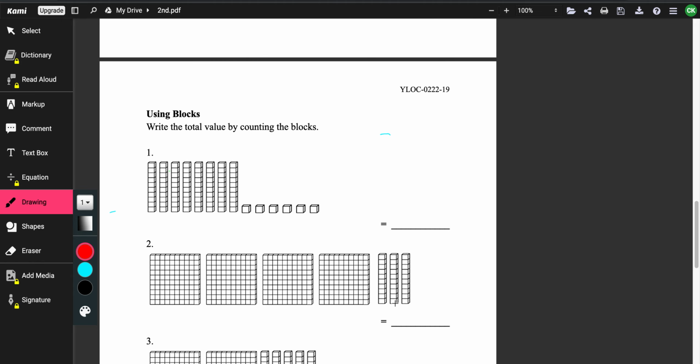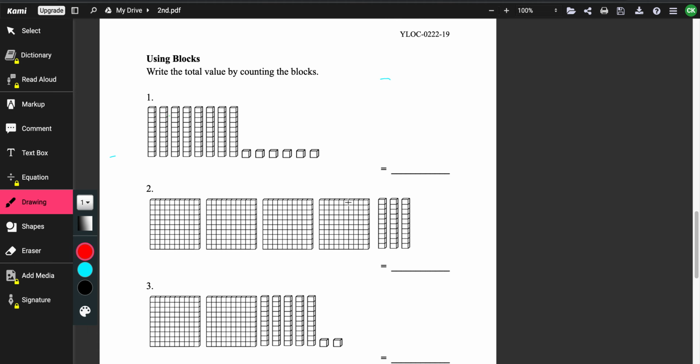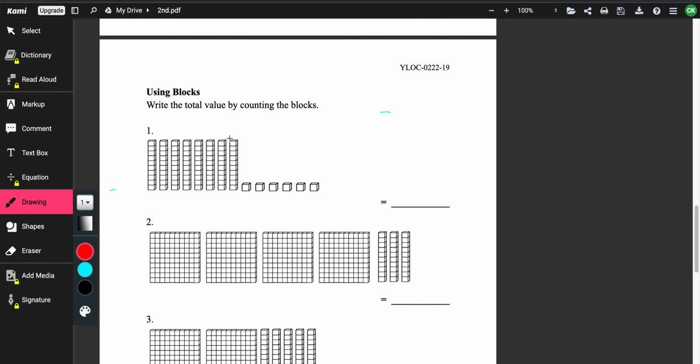Okay, let's take a look at using blocks. Write the total value by counting the blocks. Before we do this, we know that these are ones, these are tens, and these big giant blocks are the hundreds. Let's count how many tens there are. There are 1, 2, 3, 4, 5, 6, 7, 8. So there are 8 tens, meaning that is 80.